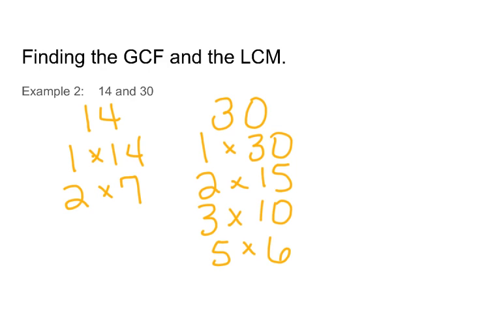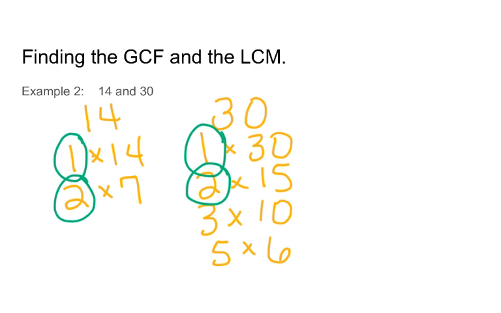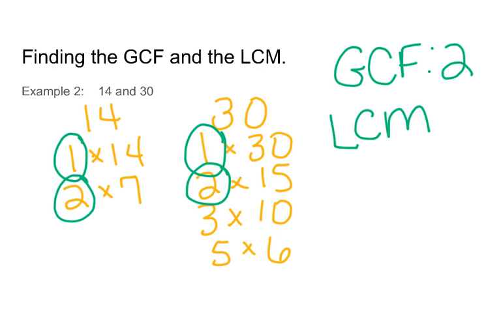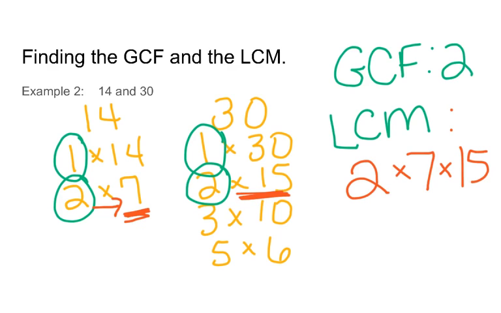So what are their common factors? 1 is a common factor. And 2 is a common factor. And so there's no other common factors, so our greatest common factor is 2. So to find our least common multiple, we use the GCF of 2, and we look and say, with the number 14, what was paired with the 2 was a 7. And we look at this one, and what was paired with the 2 is a 15. And we multiply 2 times 7 times 15, and that's 210, which is our least common multiple for those two numbers.